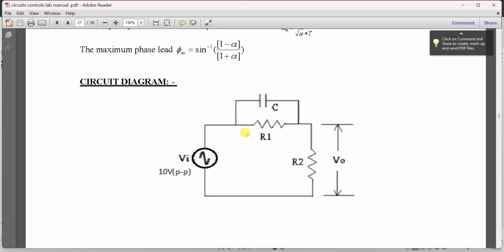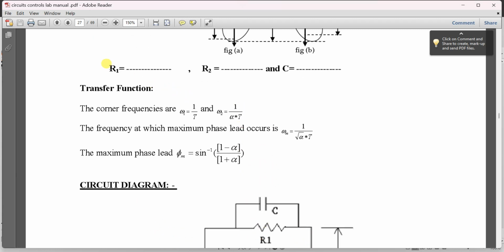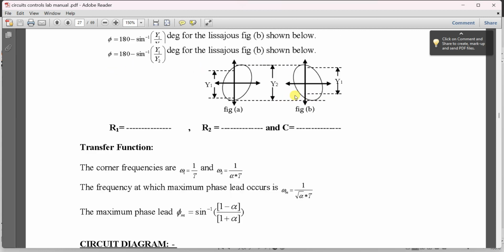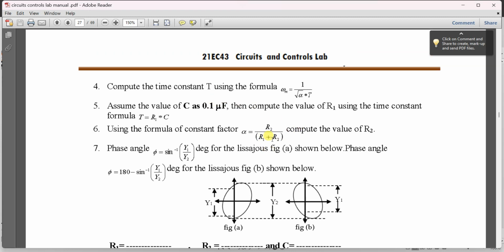This is a circuit. 10 volts peak to peak. You have to give R1, C1, R2. So you have to find out what is the value of R1, R2, C value. By considering C, we are assuming 0.1 microfarad.